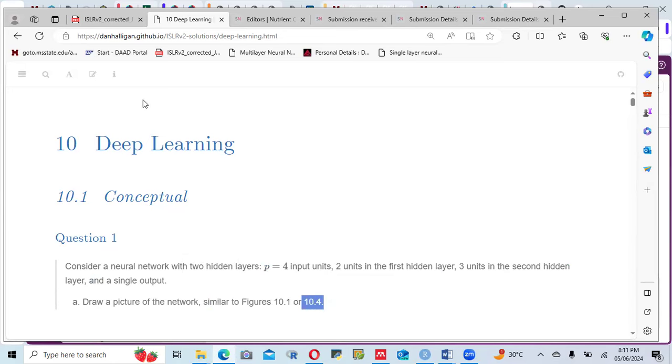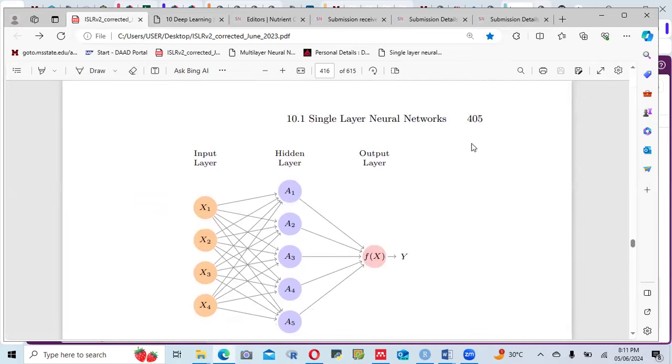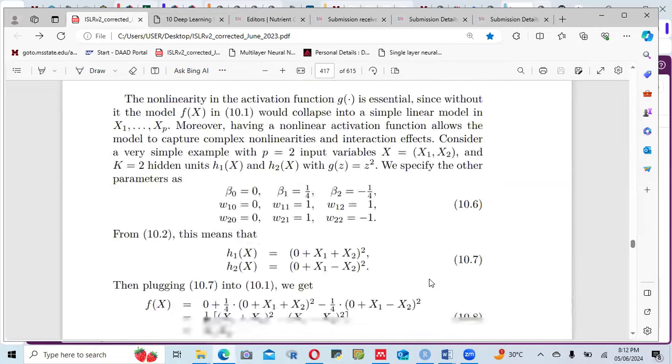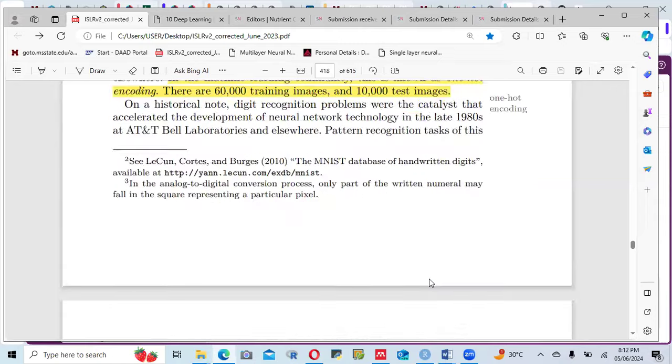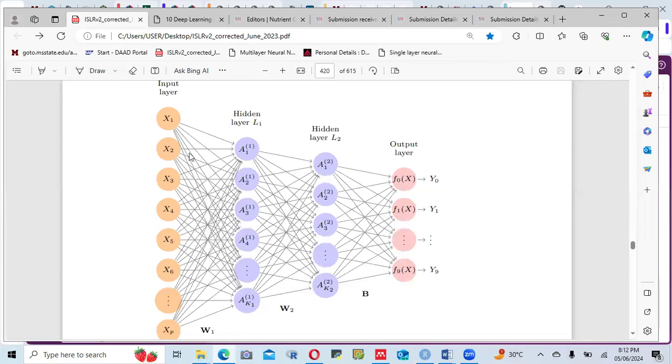If we look at figure 10.1, it's a single layer neural network. It has four predictors and five hidden units, and each of these predictors feeds directly into the hidden layer in order for us to get the output layer, which will give us the response variable. Figure 10.4 has to do with the multi-layer neural network.